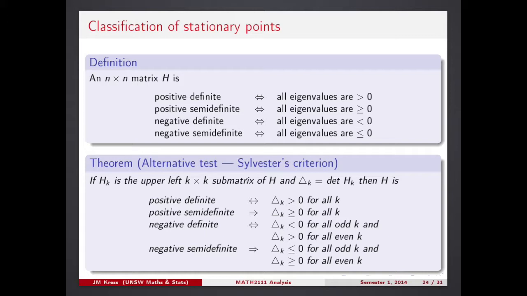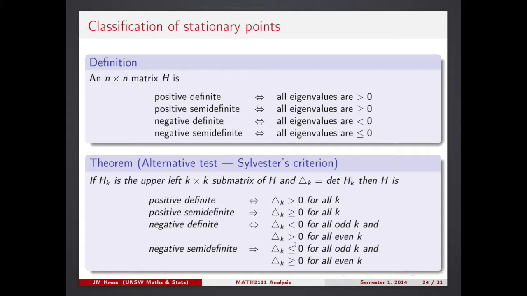And the test itself says, if all of these submatrices, the determinants of those submatrices, there's another name for that, it's called principal minors. But never mind that. We can use this language. So if the determinants of all of those submatrices are positive, all of them positive, that's the case for positive definiteness. If and only if, you see?